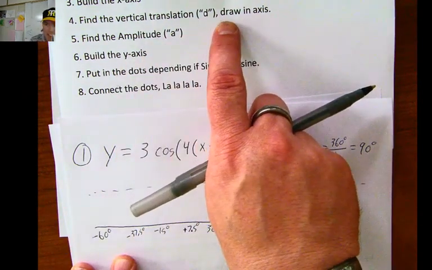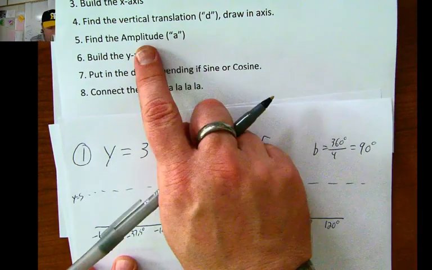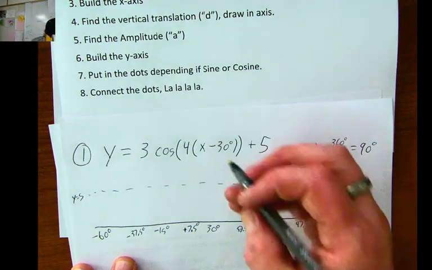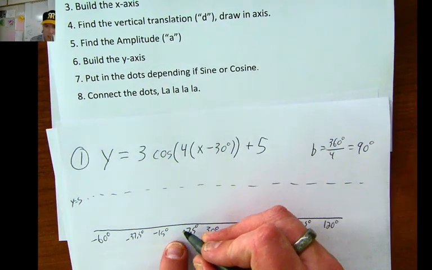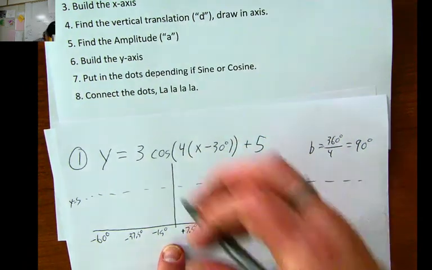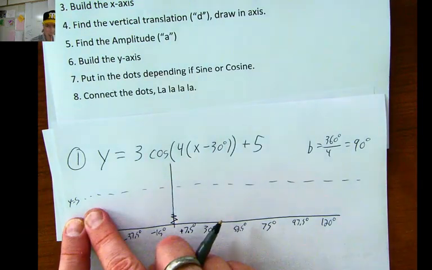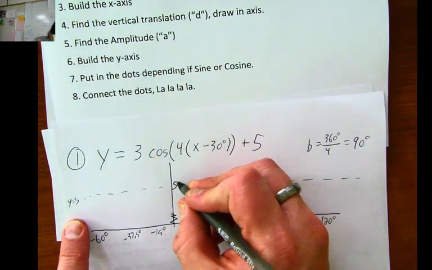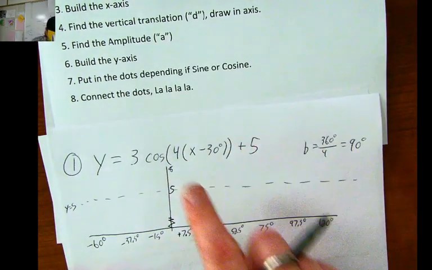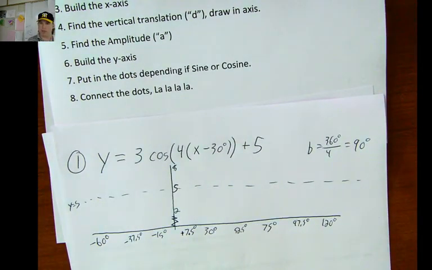I've got the axis, y equals 5, and maybe I want to write y equals 5 over here. Then find the amplitude. The amplitude is 3. When I build my y-axis, I personally like to put my y-axis where 0 is. I'm definitely not starting at 0, so I'm going to do that little break there. If 5 is the axis, if I add 3 to it, that would be 8. If I subtract 3 from it, that's going to be 2. So I have my y-axis built.